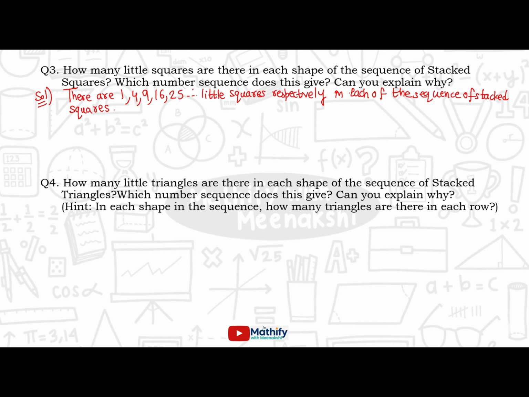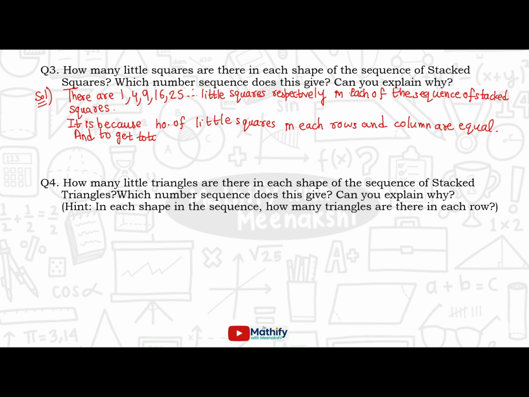Yes, and why is it so? As I just told you, it is because the number of little squares in each row and column are equal. And to get the total number of squares, squares meaning little squares, we have to multiply the number of little squares in each row and column. And when you multiply the same number, you always get a square.